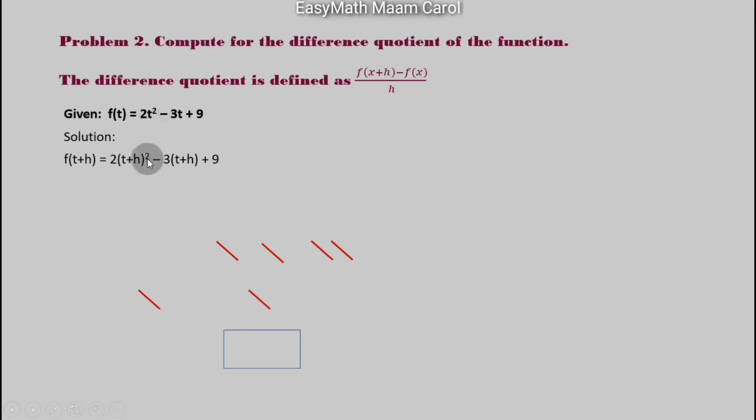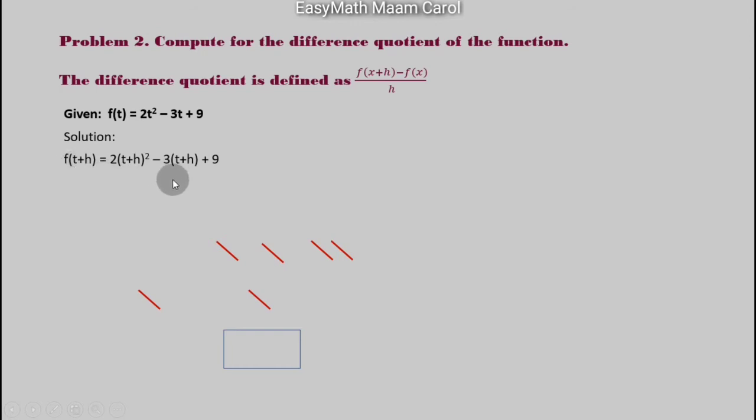So, yung squared pa rin siya. Take note, dito t lang yung may square. Dito yung buong expression na t plus h. And then, minus. Okay? And then, 3. Tapos, itong t na to magiging t plus h. Naka-parenthesis pa rin. Just like this one. And then, plus 9. So, we have now the entire expression for f of t plus h.